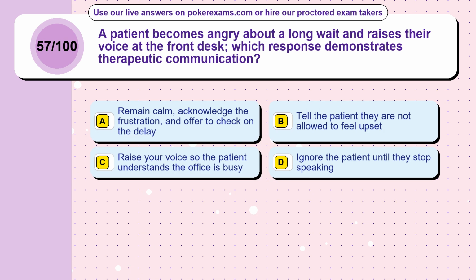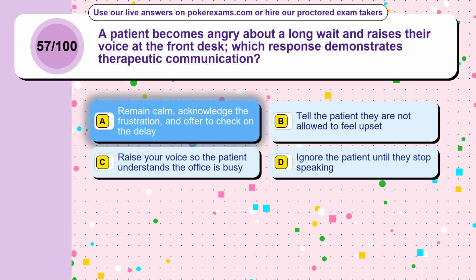Question 57. A patient becomes angry about a long wait and raises their voice at the front desk. Which response demonstrates therapeutic communication? Option A. Remain calm, acknowledge the frustration, and offer to check on the delay. Option B. Tell the patient they are not allowed to feel upset. Option C. Raise your voice so the patient understands the office is busy. Option D. Ignore the patient until they stop speaking. The correct answer is option A.